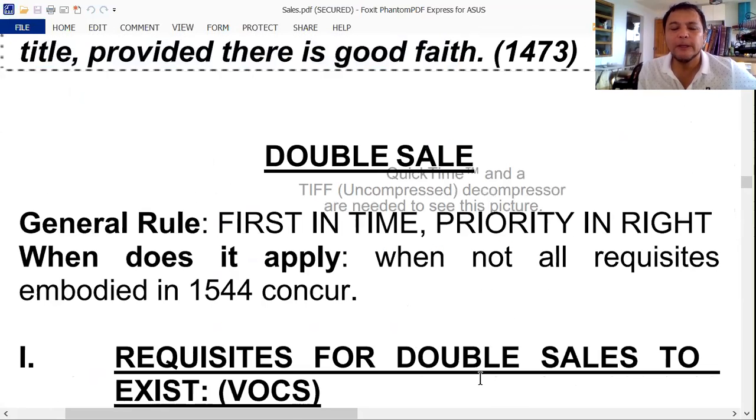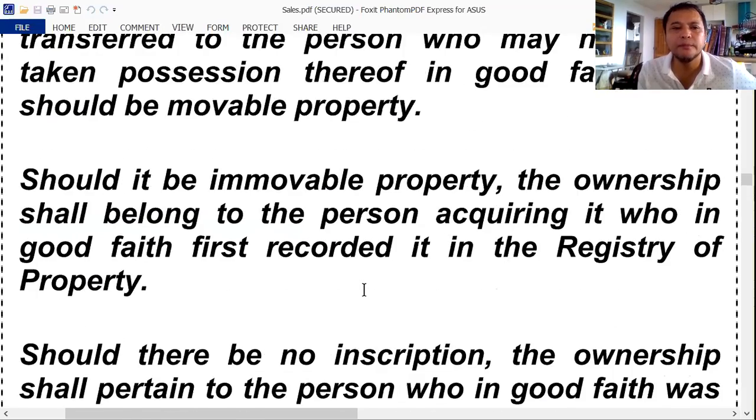In those provisions, Article 1543 pertains to double sale. The general rule in double sale is that whoever is first in time has the priority in right. So this is the general rule: first in time, priority in right. Meaning, who is the first in time has the priority in right. Okay? So when does that apply?